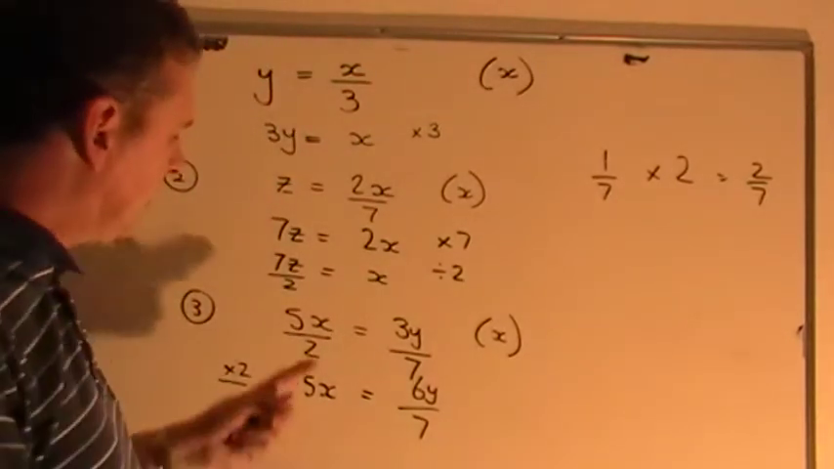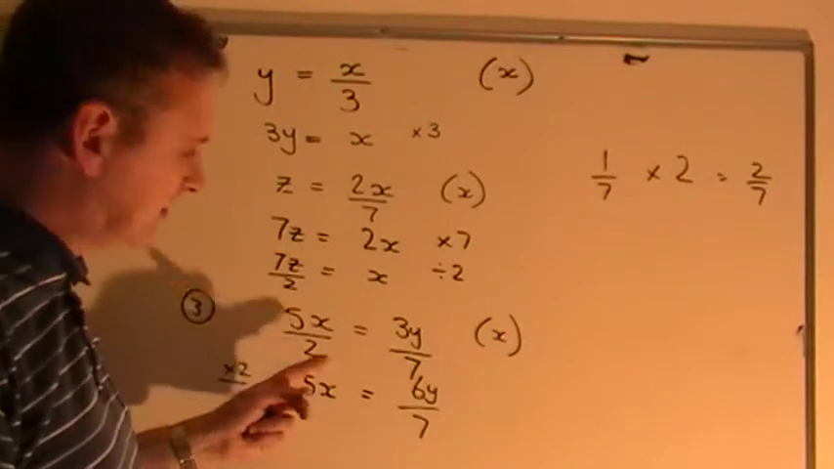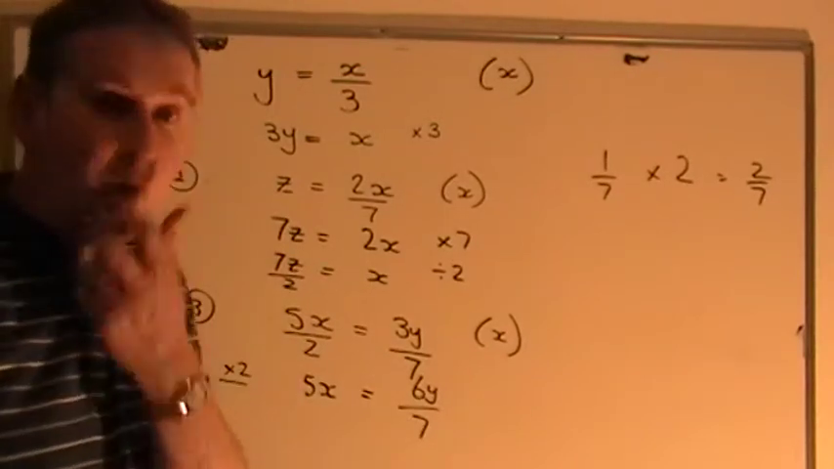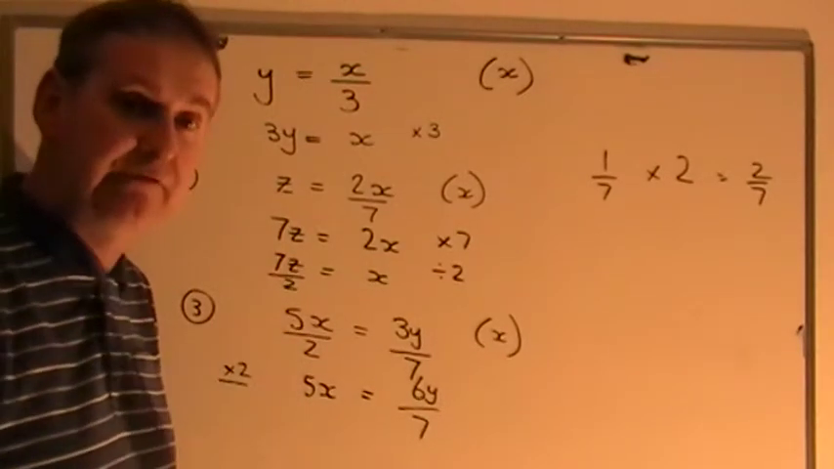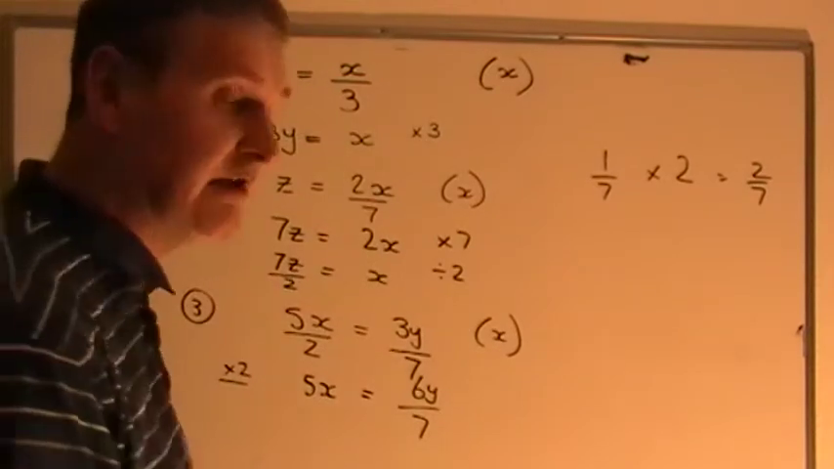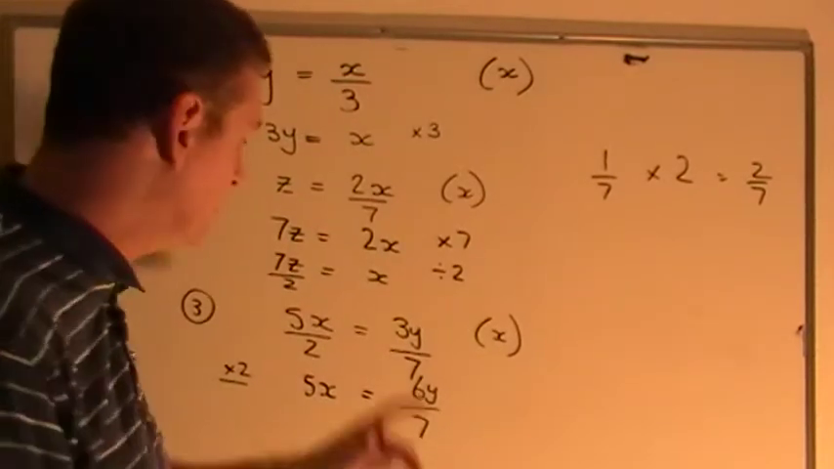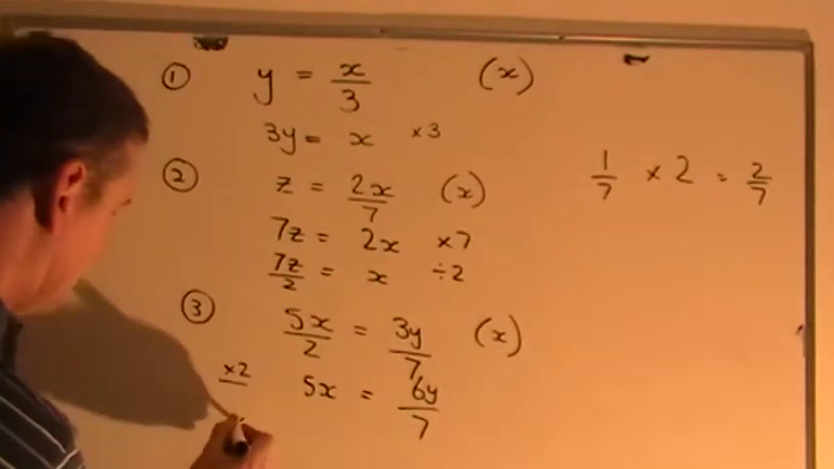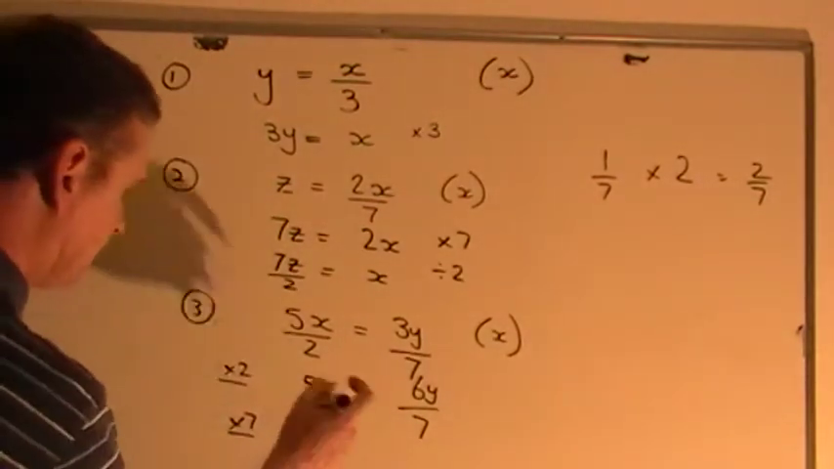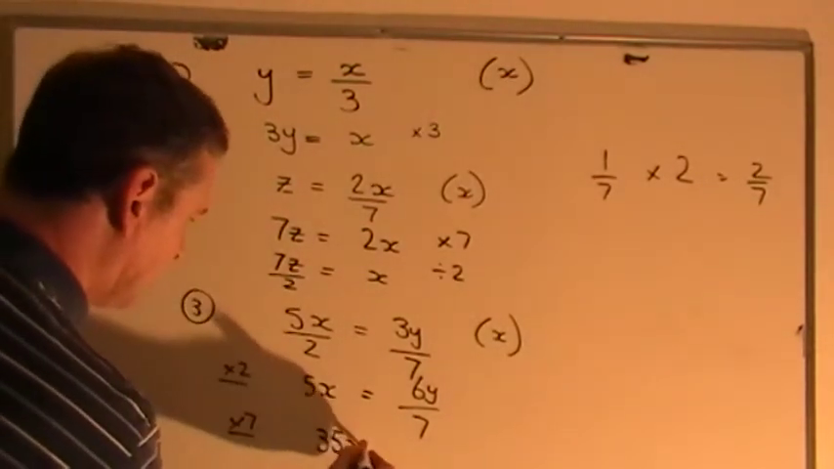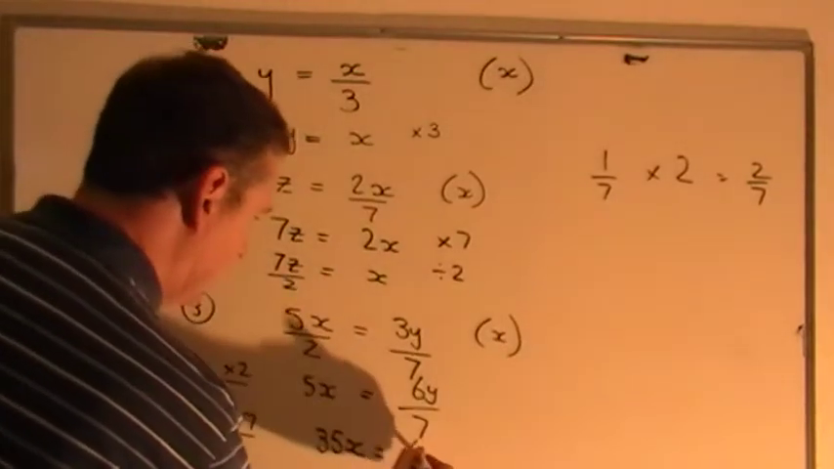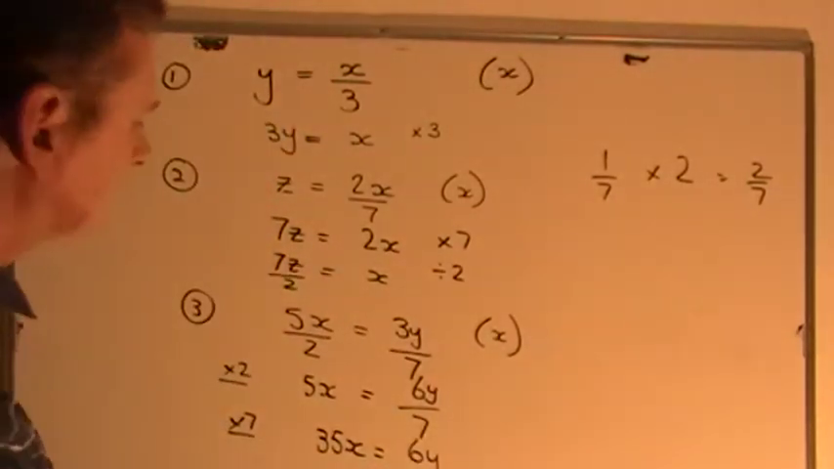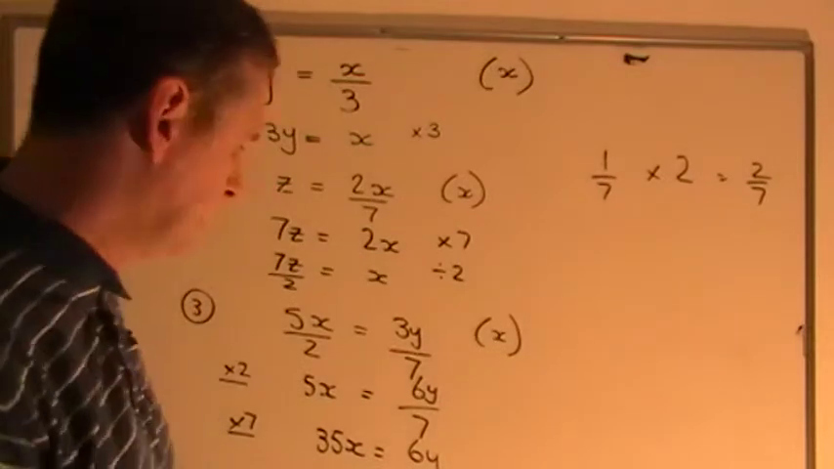So we get to there. But although the 2 has disappeared as a fraction, I've still got this over 7. Now I don't like that over 7. I'm going to get rid of that fraction as well. So the first thing is get rid of both those awkward fractions. So I'm going to times both sides by 7. Times that by 7, you get 35x. If you times that by 7, you just get 6y. So we get to there.